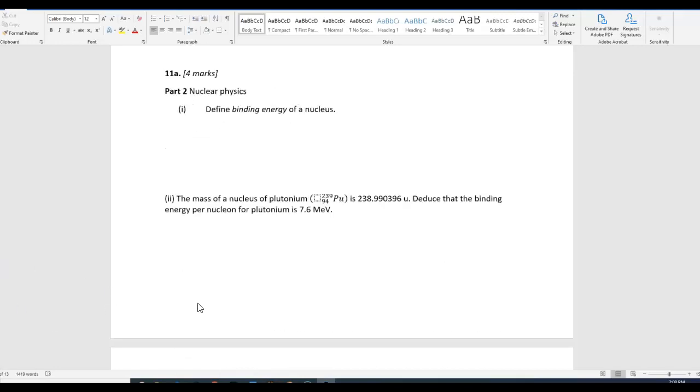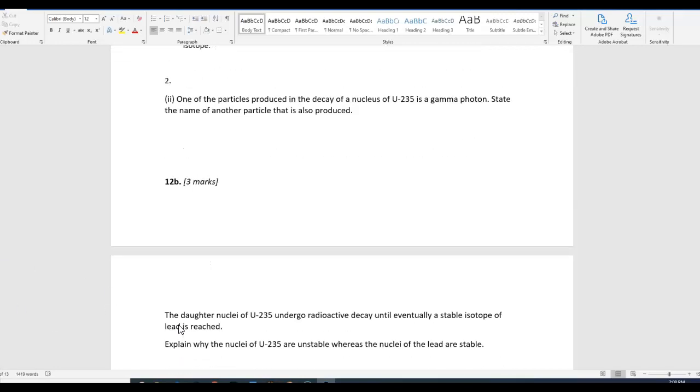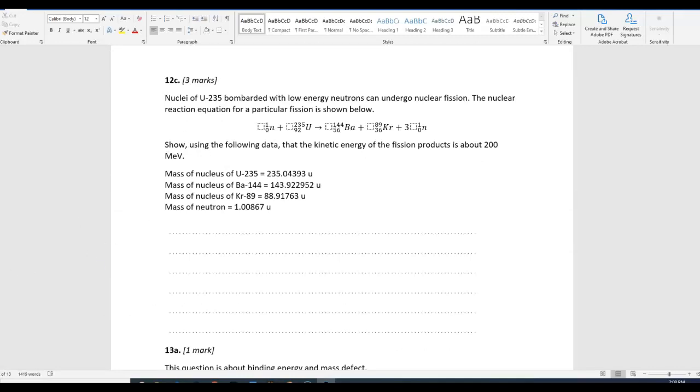And then just to look at one more, question number 12C says nuclei of uranium-235 bombarded with low energy neutrons can undergo nuclear fission, and they give you the reaction. And it says show using the following data that the kinetic energy of the fission products is about 200 MeV. Now this is a show that question, and it's very important that you realize on a show that question they are basically giving you the answer, and they want you to show that that answer is correct.